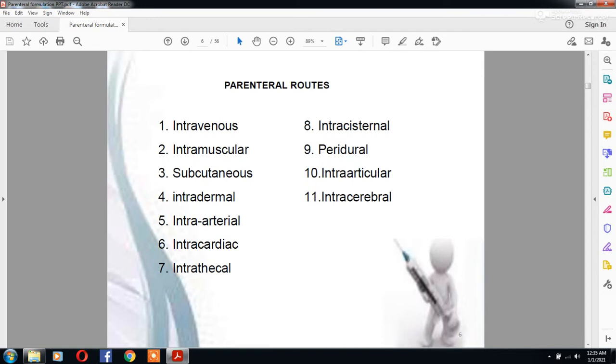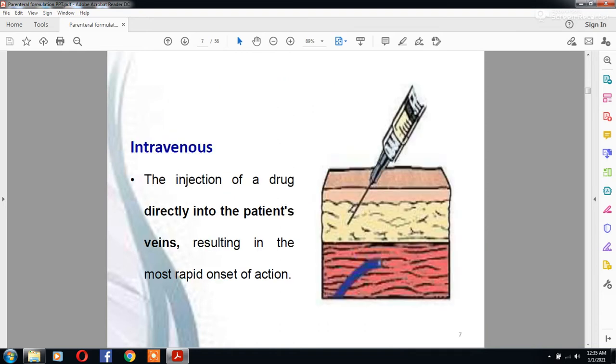There are different parenteral routes, you can see here on my screen. They are intravenous, intramuscular, subcutaneous, intradermal, intraarterial, intracardiac, intrathecal, intracisternal, peridural, intraarticular and intracerebral. So let me explain the intravenous route. In the intravenous route, the drug is injected directly into the patient's vein, resulting in the most rapid onset of action. You can see here from the sketch that this is intravenous, the injection of drug directly into the patient's vein.